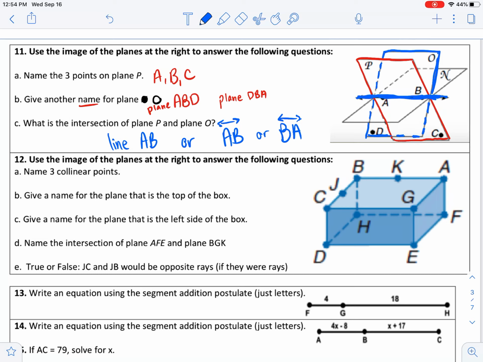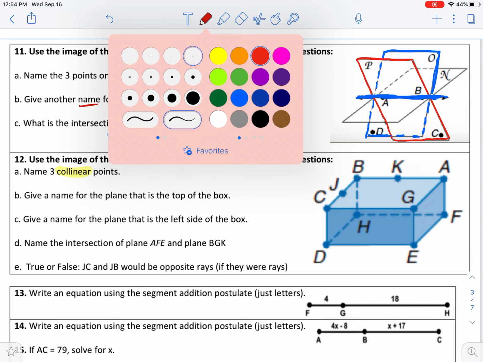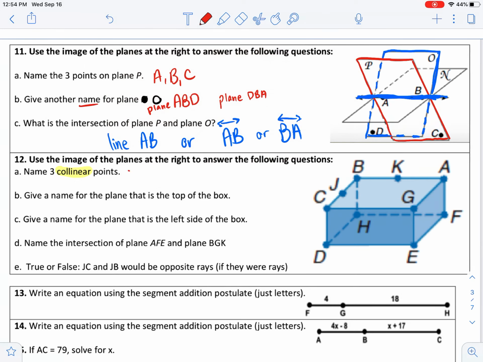Let's look at some more planes. So number 12, I'm going to name 3 collinear points. Let's just remember what collinear means. So collinear means they're on the same line. So I gotta find 3 points that are in a straight line, and I found 3 right there. So C, J, and B are all on a straight line.